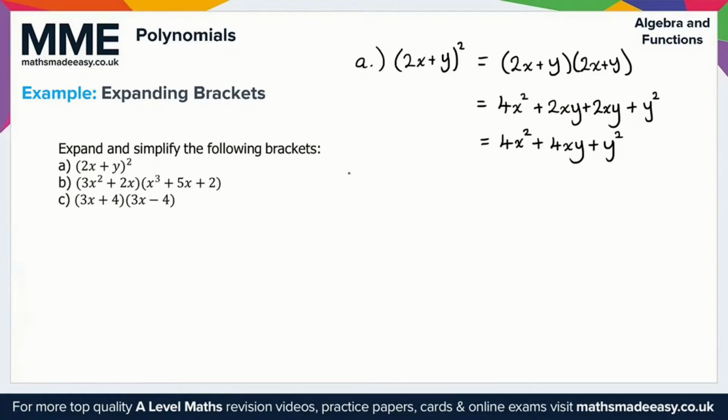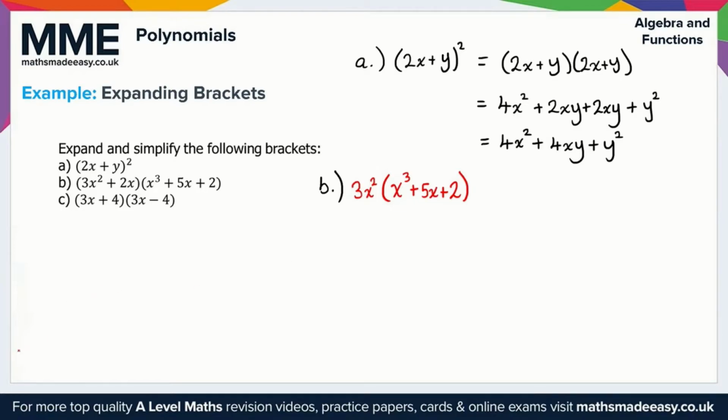For part B then, this part's a little longer. Now for this example, we've got 3x squared plus 2x times by x cubed plus 5x plus 2. So what we'll do is we'll use colours just to show how we're separating this part. What we're going to do is split this into two scenarios. We're going to split this into 3x squared times this expression, and then 2x times this expression. So if we do the 3x squared part first, that's going to be 3x squared times by x cubed plus 5x plus 2, like so.